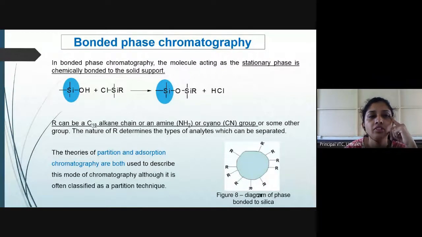And after that we went through bonded phase chromatography, where different bonded groups are attached to the stationary phase on a solid support. That can be C8, C18, cyano or amine groups, which are bonded on your solid support. So that will be bonded phase chromatography.